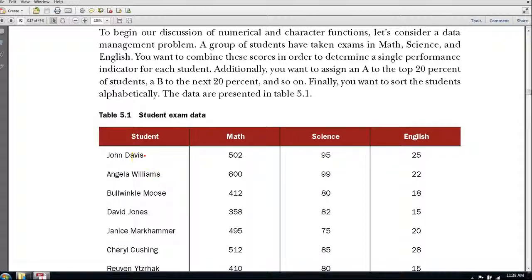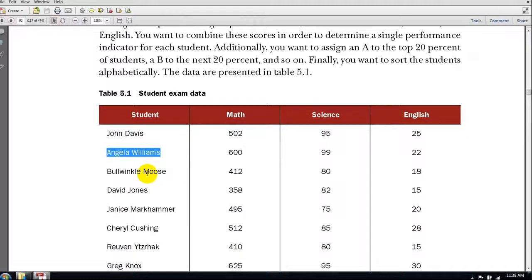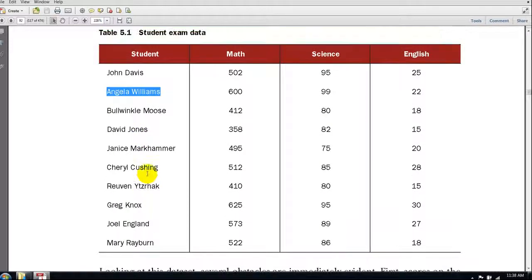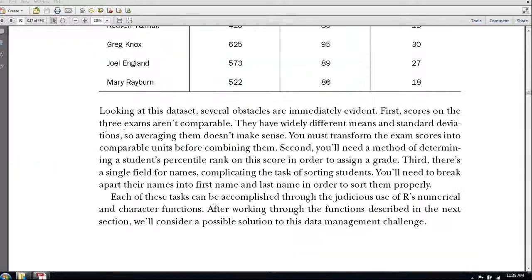And the other thing he says is that he wants to sort these alphabetically, but by their last name, by their family name. So he needs to split this into two separate fields because we have basically a first name and a last name here. So he wants to put them into separate fields. Okay? And then he says each of these tasks can be accomplished by using R's numerical and character functions. After working through the functions described in the next section, we'll consider a possible solution to this data management challenge.